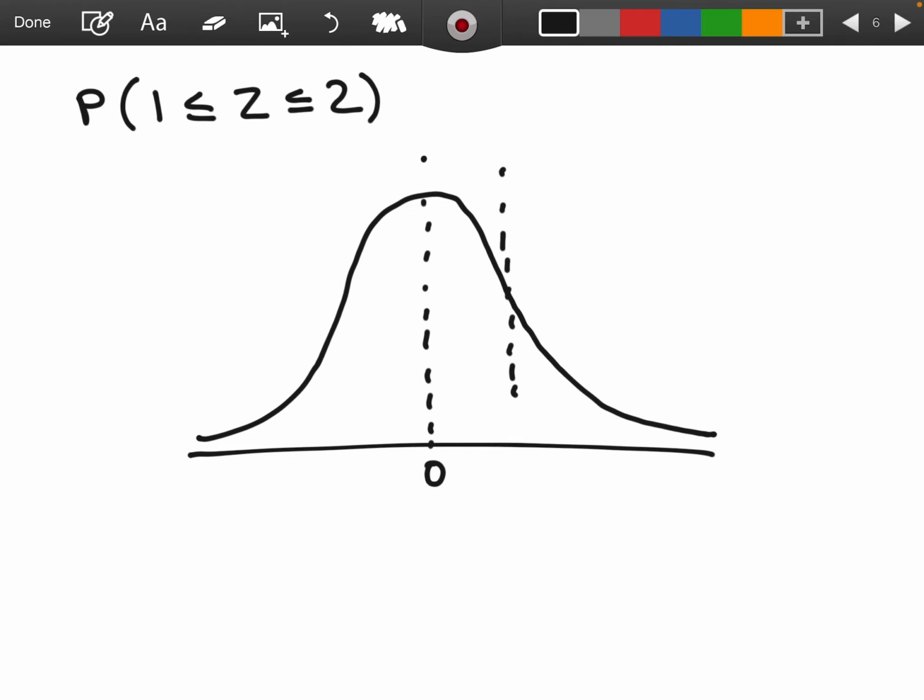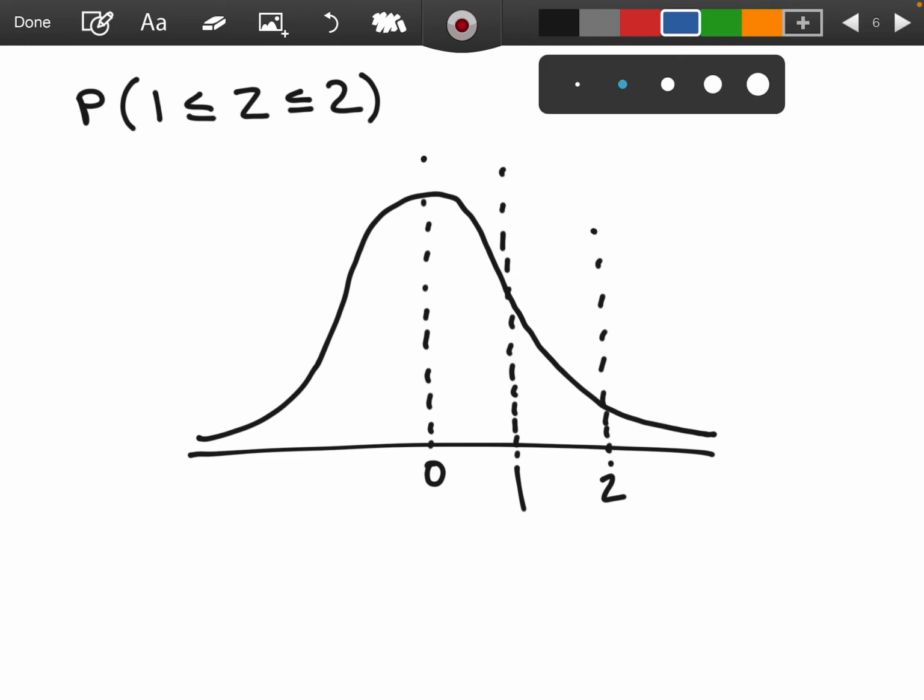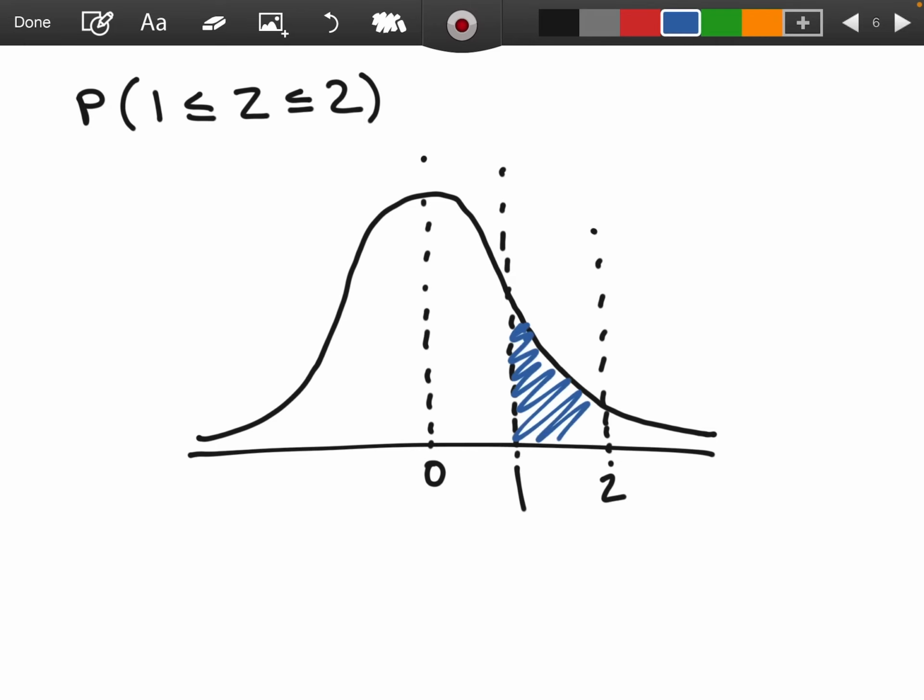I've got my mean of 0 in the middle. Then I've got a standard deviation of 1. So I know 1's roughly around there in order to have 2/3 of my data points between negative 1 and 1. And then 2 would be probably roughly here. So I want the probability of being between 1 and 2. Again, I've got a mean of 0, standard deviation of 1. You're going to do the same thing again.